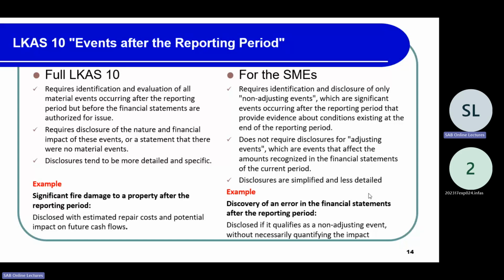Then, for the SMEs, it requires identification and disclosure of only non-adjusting events which are significant when occurring after the reporting period, and which provide evidence about conditions existing at the end of the reporting period. They do not require disclosure of adjusting events, which are events that affect the amounts recognized in the financial statements of the current period. Also, disclosures are simplified and less detailed. For example, discovering an error in the financial statements after the reporting period: disclose if it qualifies as a non-adjusting event, without necessarily quantifying the event.